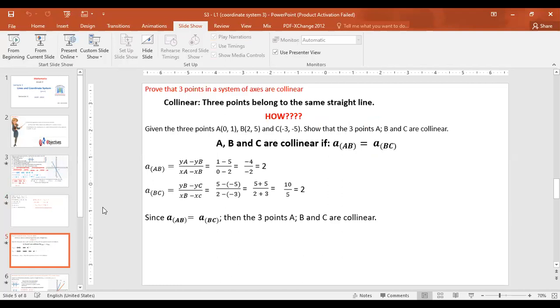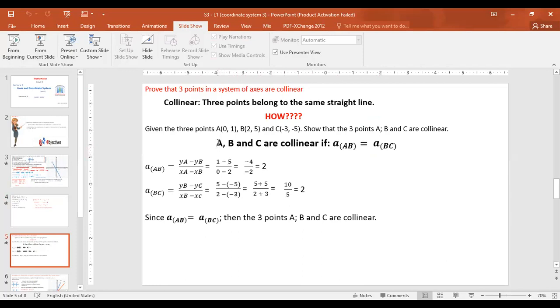The new rules that we studied last time were a rule how to prove collinear points. This was the first rule that we learned last week, how we prove 3 collinear points in a system of axes. So if we have 3 points A, B, and C with their coordinates, how can we prove that A, B, and C are collinear? They belong to the same straight line if they have the same slopes.